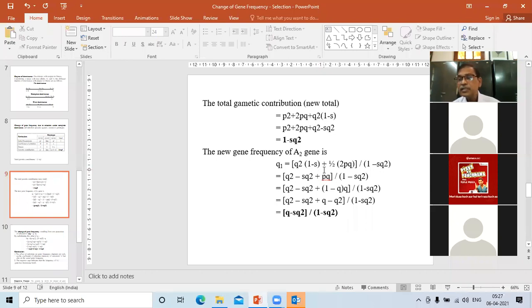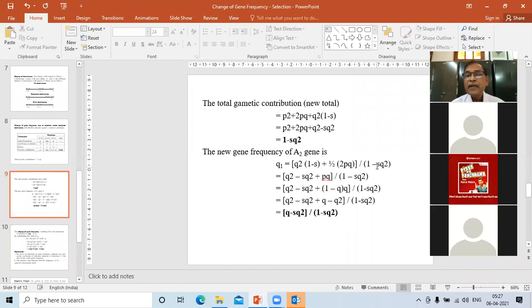You know that the frequency of A1 is small p, equal to capital P plus half H, and the frequency of A2 is Q, equal to Q square plus half H. Thus consider. So the frequency of the A2 gene, Q1, is equal to Q square plus half H. What is the magnitude of Q square? That is Q square into 1 minus S, plus the heterozygote frequency, which is 2PQ, that is half into 2PQ.